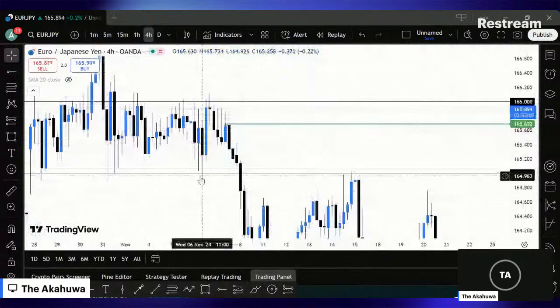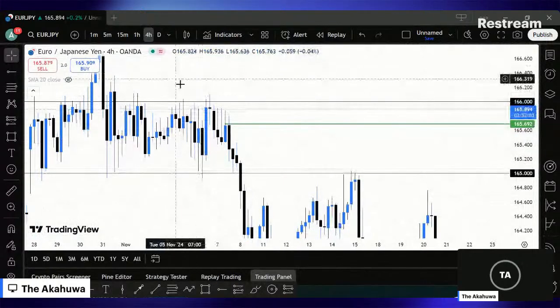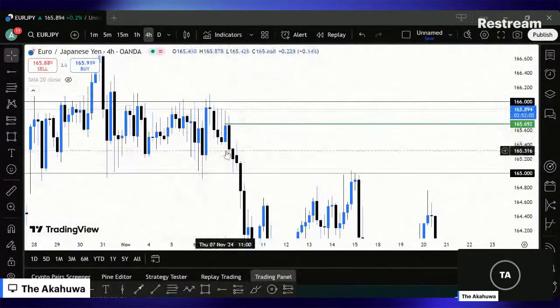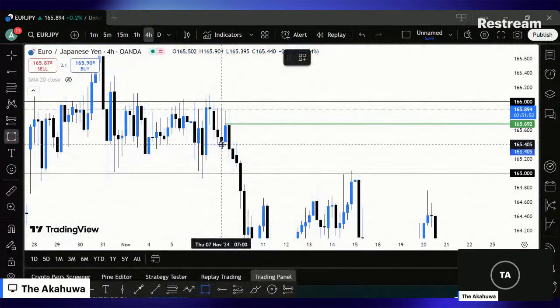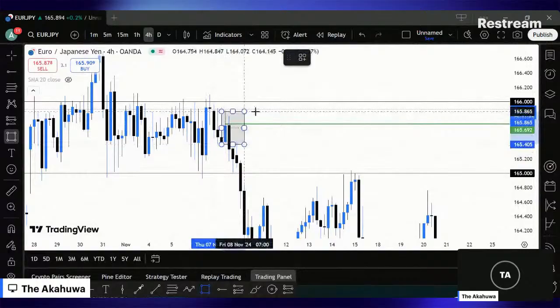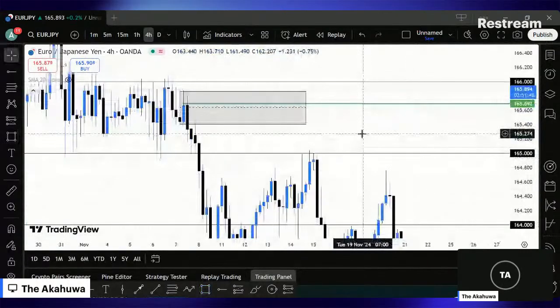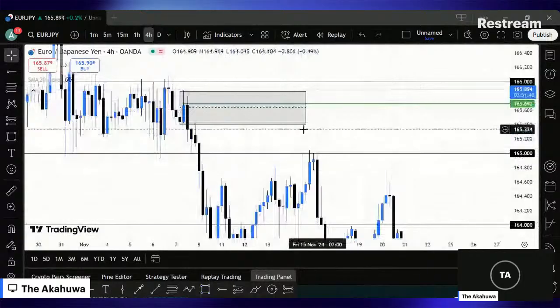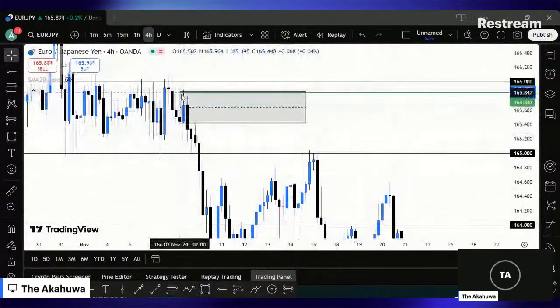If you look clearly here on a 4 hours time frame, this is the OB here. This is the OB here on a 4 hours time frame. This is the OB here. And now the market is getting to it.